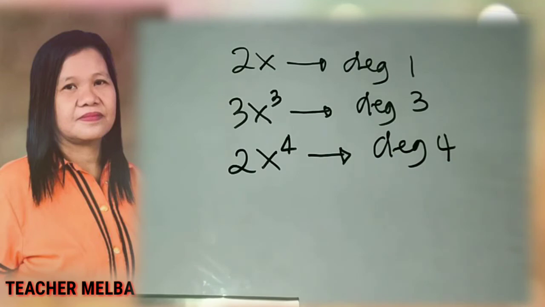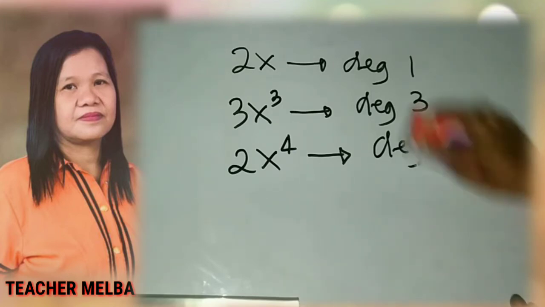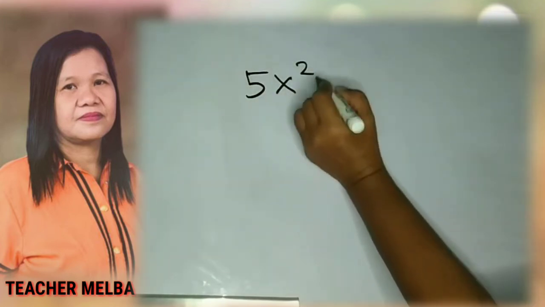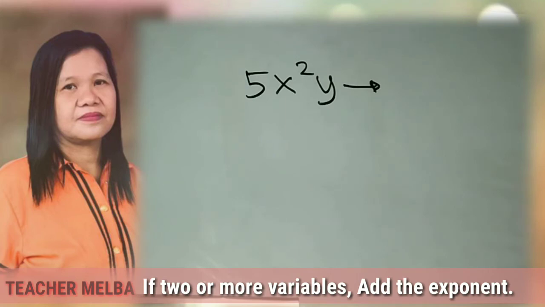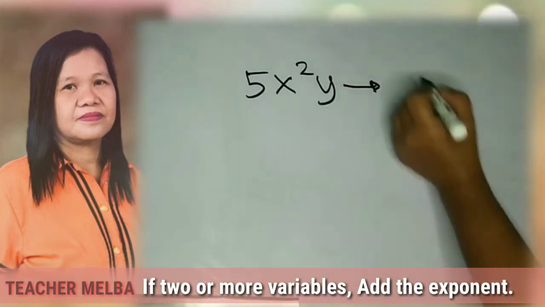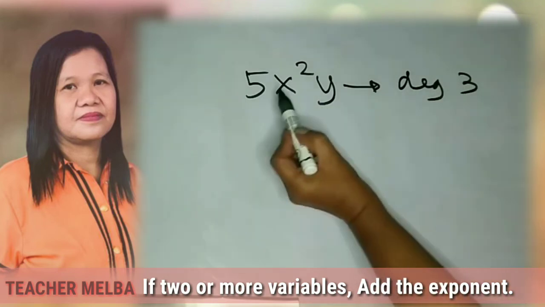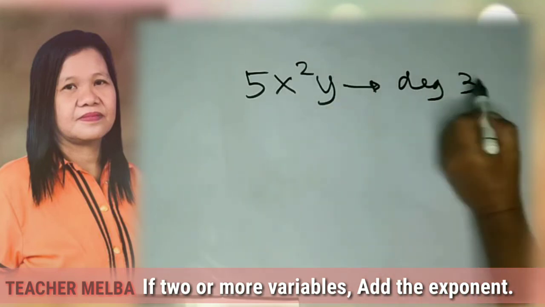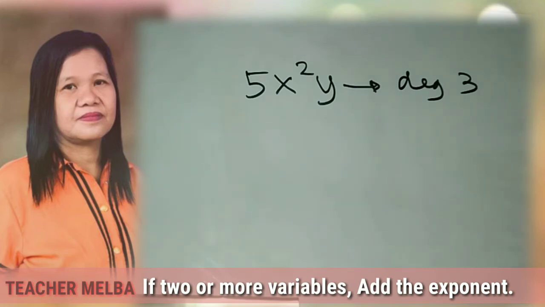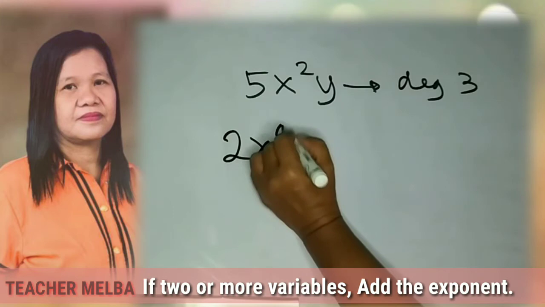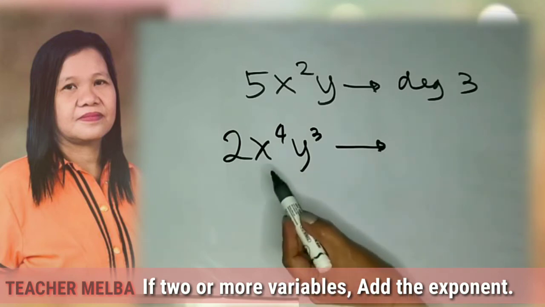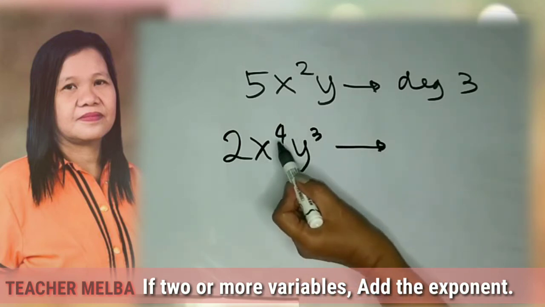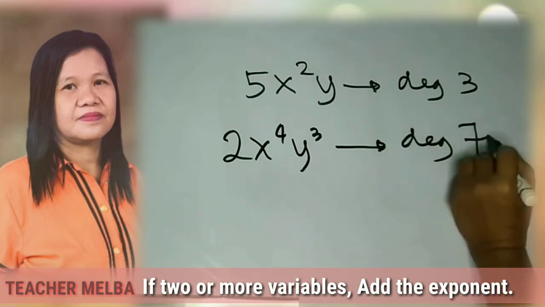Now, how about if 2 or more variables? What are we going to do if 2 or more variables? For example, 5x squared y. So if 2 or more variables, you have to add the exponent. So for this case, it has a degree of 3 because x squared, so 2 plus 1 is equal to 3. Another example, let's say you have 2x raised to the fourth y cubed. So we will add the exponent of the variables x and y. So 4 plus 3, so it has a degree of 7.